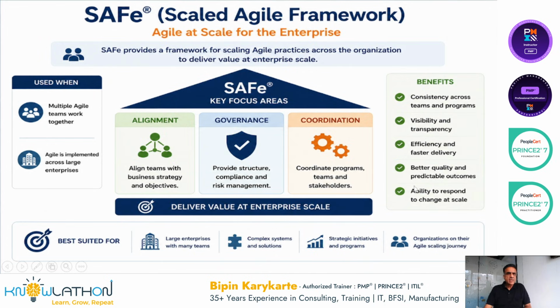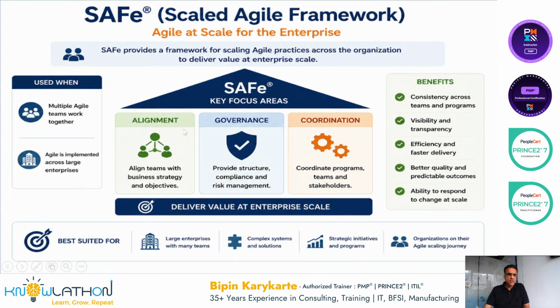The next one is SAFe, the Scaled Agile Framework. So, Agile at scale for the enterprise. Rather than doing Agile only for a project, the entire organization gears up to become an Agile organization. It is used when multiple projects and multiple teams in an organization are using an Agile framework and working together. Agile is implemented across large enterprises. When the entire organization is trying to go Agile, there is something called SAFe. It provides a framework for scaling Agile practices across the organization to deliver value at enterprise scale.